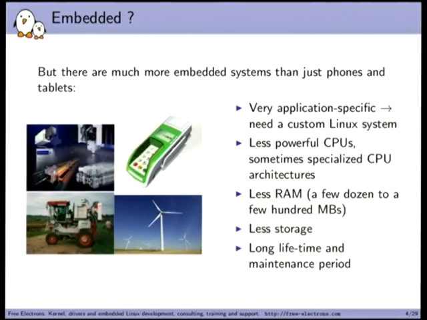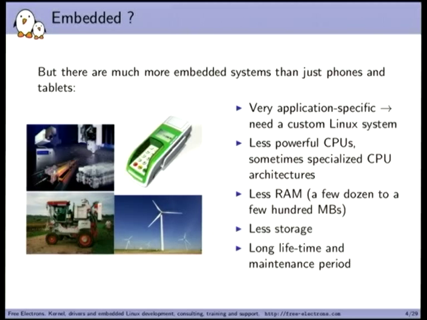They usually have much less powerful CPUs, typically a few hundred megahertz is quite common in those systems. They may use specialized CPU architectures, so there's much more than x86 and ARM in the embedded world. MIPS, PowerPC, of course, but also Blackfin, Microblaze, NIOS, and other bizarre architectures you've probably never heard of. Those systems also have less RAM, less storage, and a long lifetime and maintenance period. So the constraints are quite different from the ones we have in consumer-grade devices such as phones and tablets.